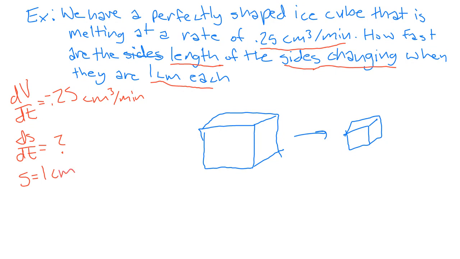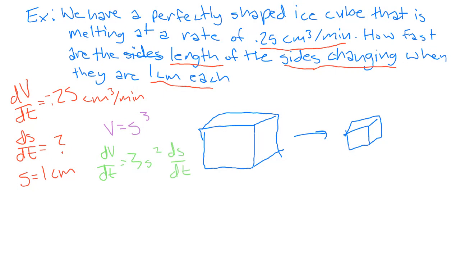All right, so now we're done with step 3. Step 4 is find an equation to relate all values. We have something related to volume and something related to size. We know that the volume of a cube is equal to the side length cubed. So now we can derive both sides with implicit differentiation. So dV over dt is equal to 3s squared ds over dt.